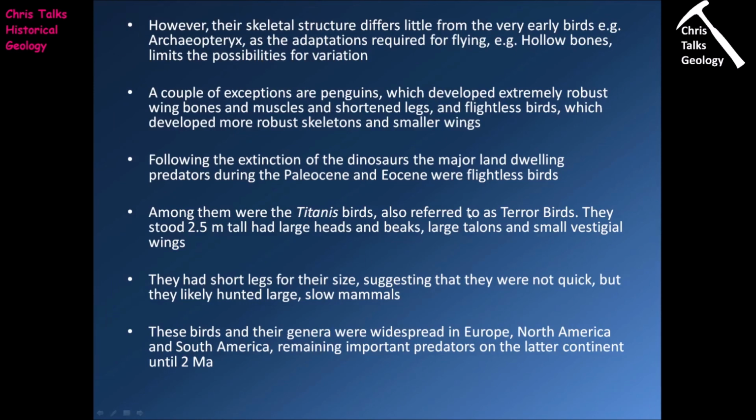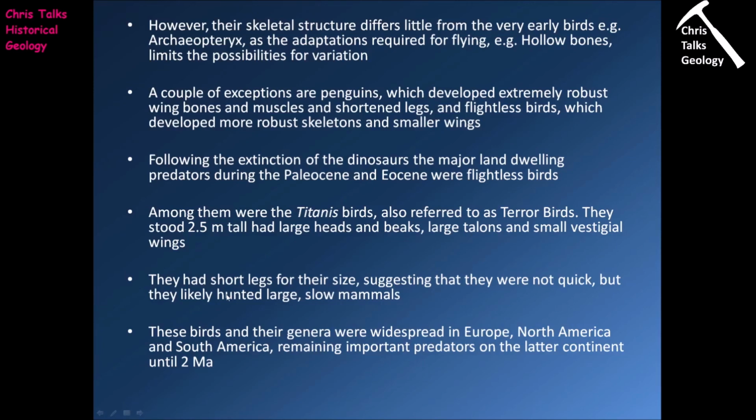So in terms of the Titanis bird design, they stood up to about 2.5 meters in height at tallest. They had large heads with big powerful beaks, as I say, for attacking their prey, large talons on their feet, once again for attacking their prey, and small vestigial wings.